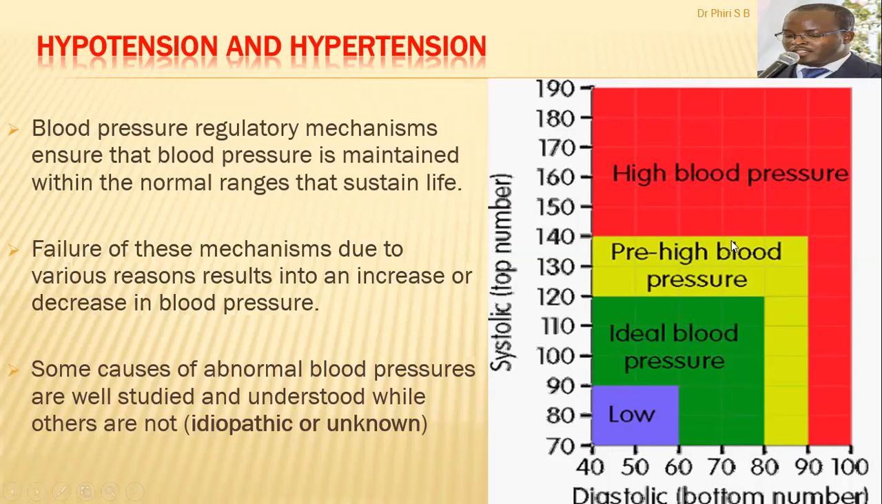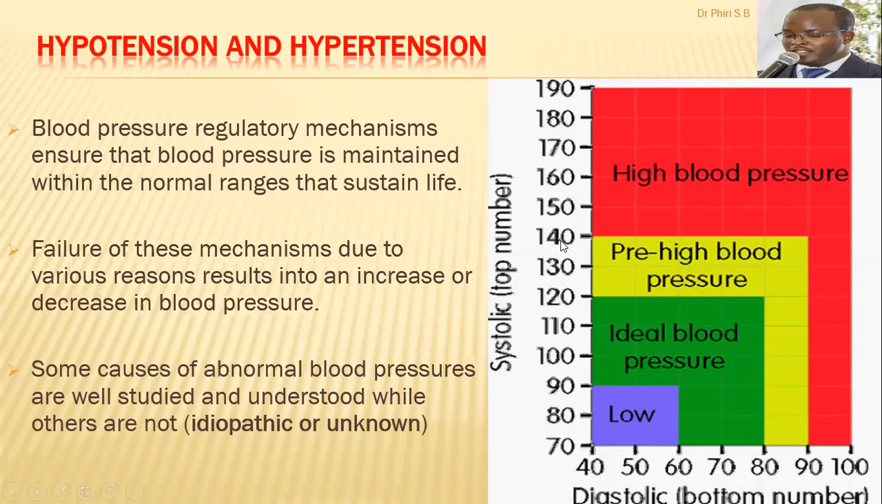So here you need to do a lot of intervention because the normal regulatory mechanisms have failed due to some pathologies. So intervention is needed before these patients become hypertensive. So this is called pre-high blood pressure.